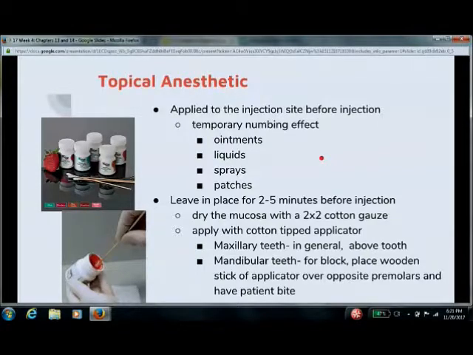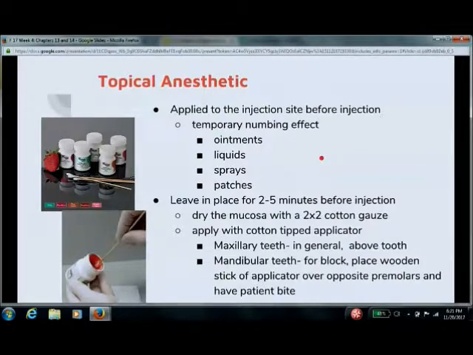So we want to dry the mucosa, which means we'll take a little 2x2 and dry the inside where we're going to place the cotton-tipped applicator with the numbing gel on it, because that's usually the most common way you'll see this in the offices.